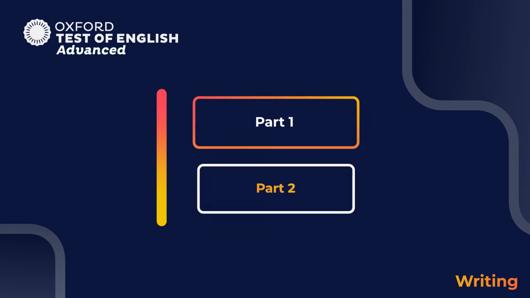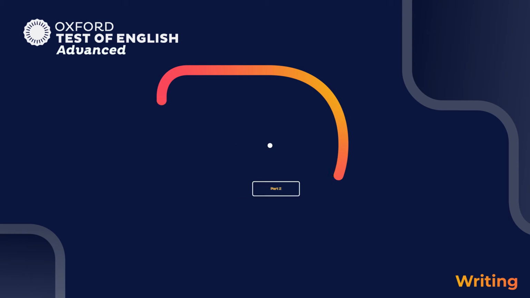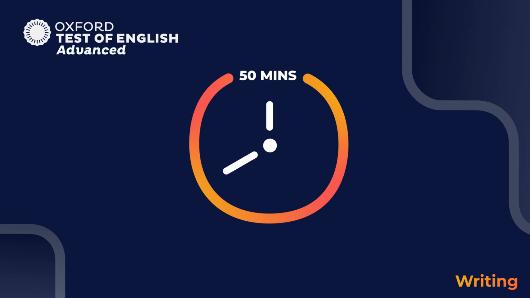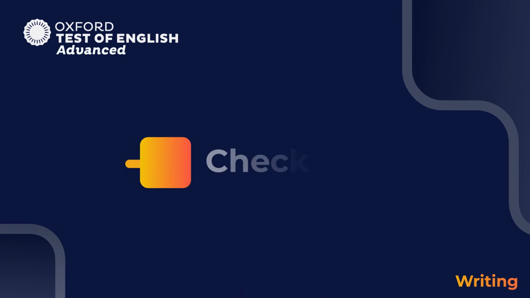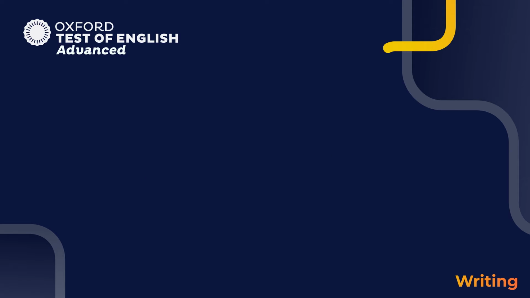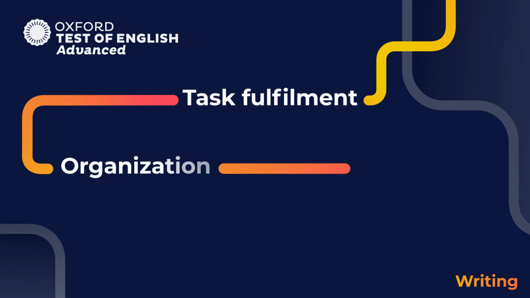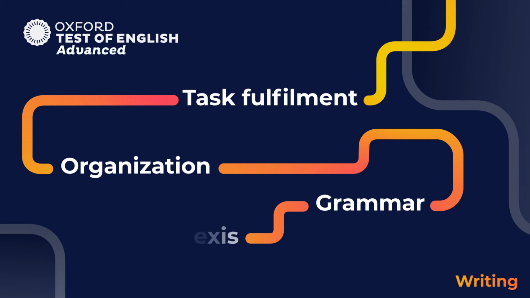The writing module consists of two parts. The total time you will have for the writing module is 50 minutes. Your responses will be submitted automatically at the end of your test and marked by trained human assessors. Your response for each part will be assessed against the following criteria: task fulfillment, organisation, grammar, and lexis.